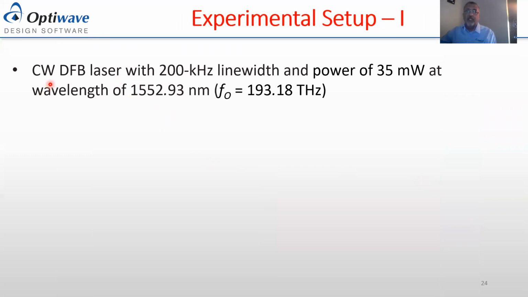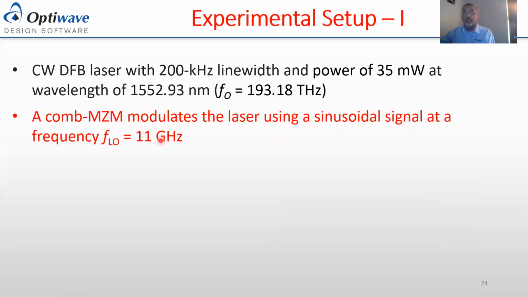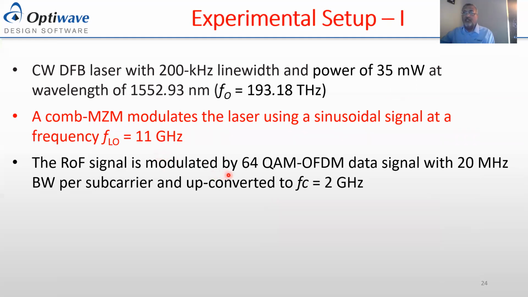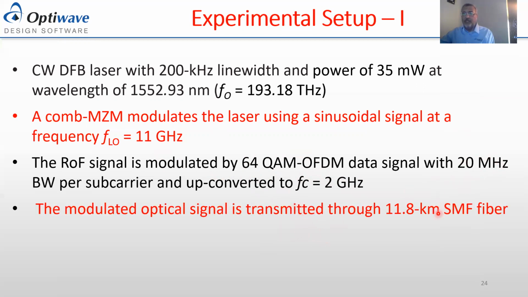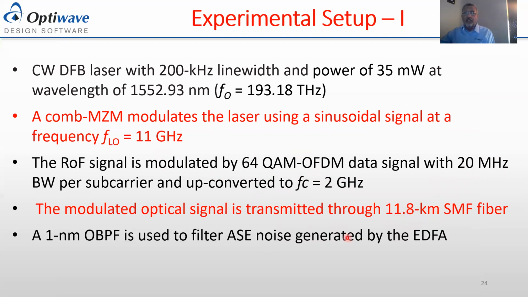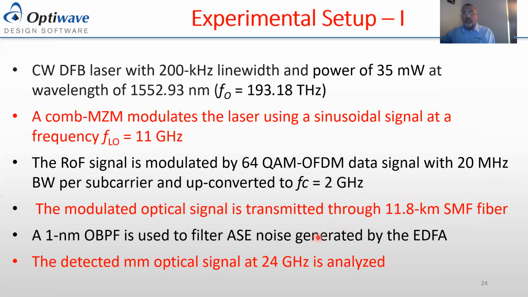The laser has a line width of 200 kilohertz and a power of 35 milliwatt. The local oscillator frequency is 11 gigahertz, and the modulation is done with 64 QAM OFDM or 256 QAM OFDM, and the signal, as I said, is 20 megahertz. The fiber is about 12 kilometers of SMF 28 fiber. Okay. The detected signal is 24 gigahertz, as mentioned, because of limitation of equipment.